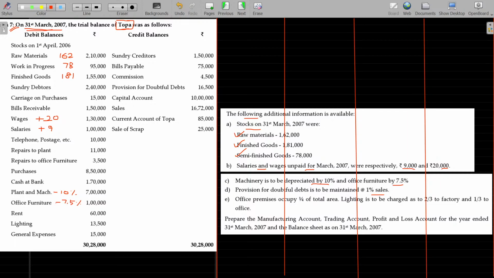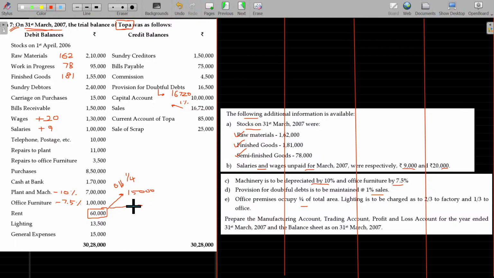Right, that's all. The PDD being 1% on sales. PDD closing being 1% on 16,72,000, right? 16,720. Office premises occupy 1/4 the total area. The rent paid for the whole area being 60,000, out of that, office premises being one fourth, 15,000.